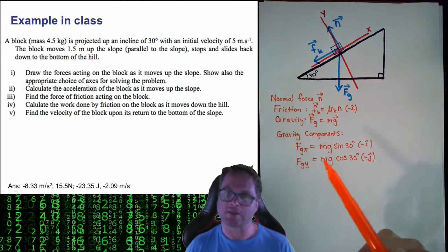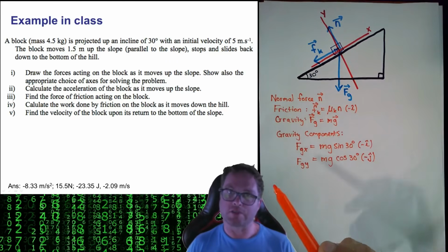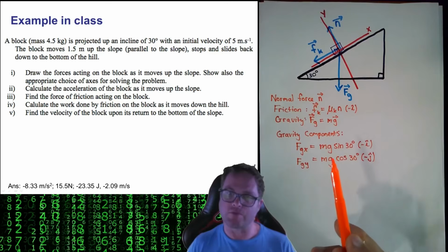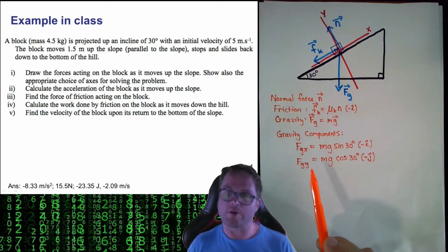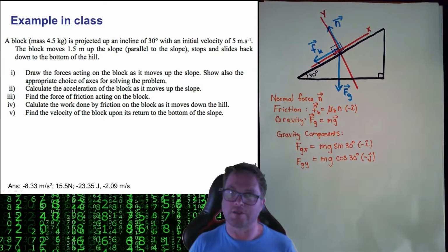negative j-hat. When we're dealing with the slope, an example of this case, remember that the x component follows sine of theta, and the y component follows cos of theta. This is different to the normal convention. The reason for this, as we've dealt with previously, is that we're dealing with an object on a slope.